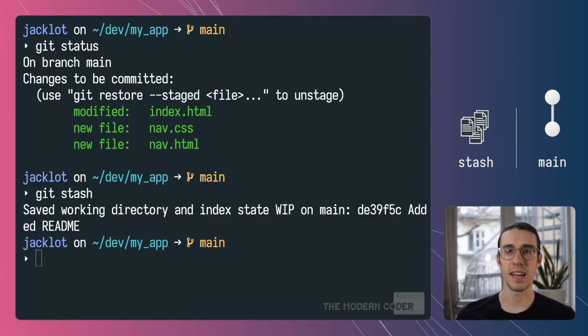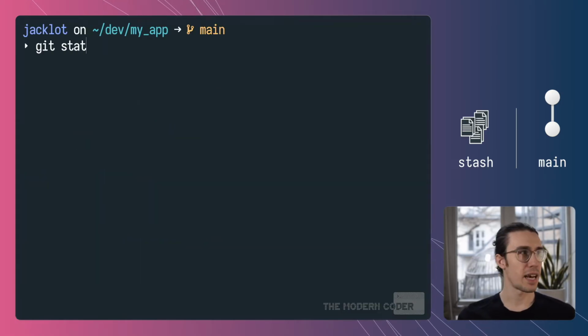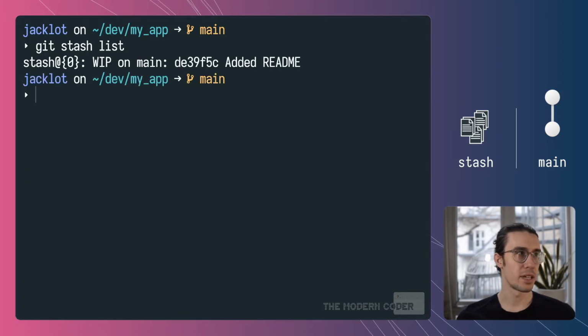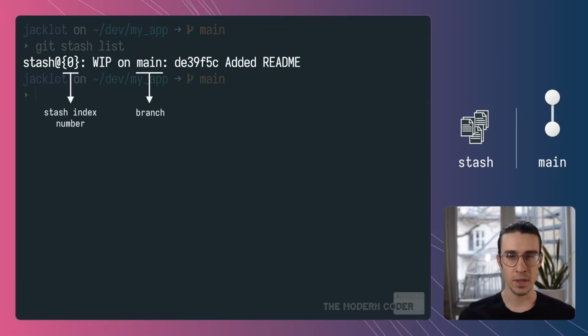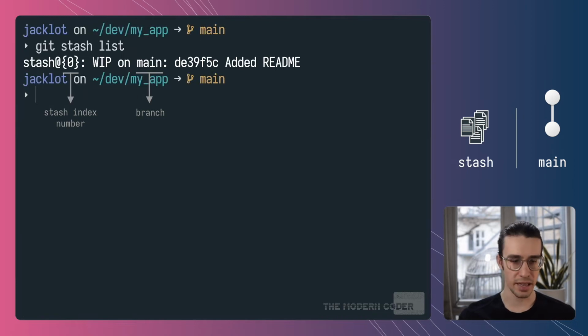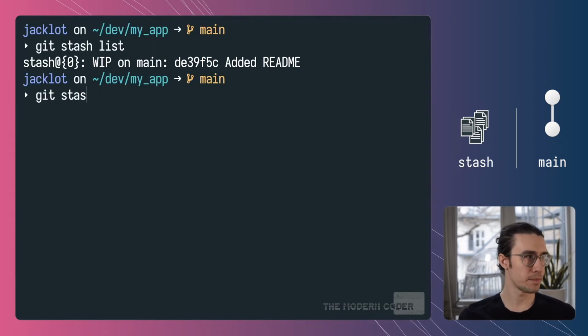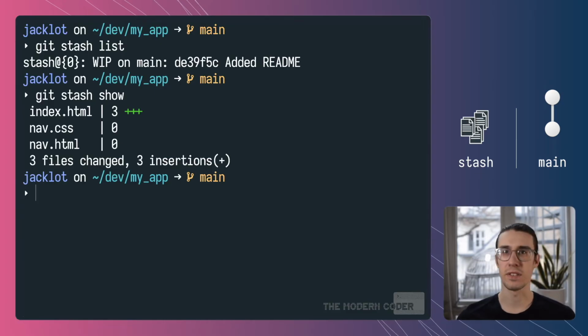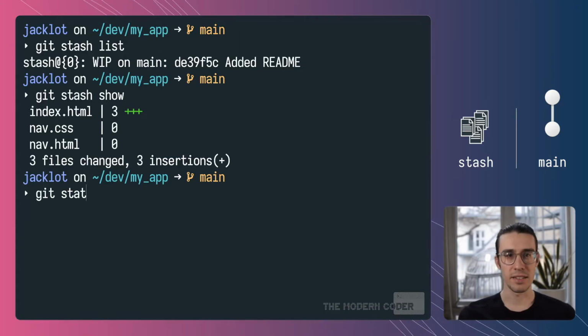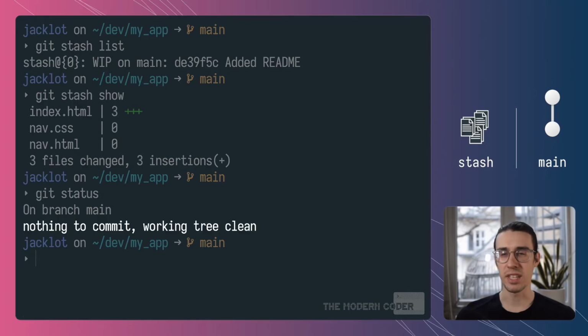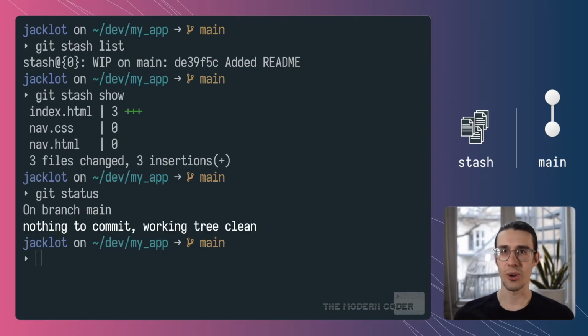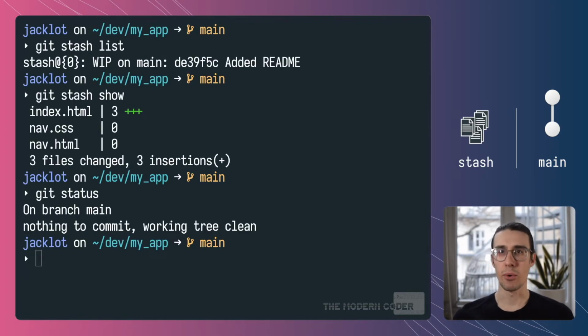So what does setting aside actually mean? Well, Git maintains a stack of all of your stash entries, and we can view that by typing git stash list. As you can see, I only have one stash entry, which is the one I just created. If I wanted to see what was in that, I can run git stash show. And as you can see, that stash entry contains all 3 of those files that were previously on my working directory. And now, if I run git status, my branch is clean and there is nothing new to report.